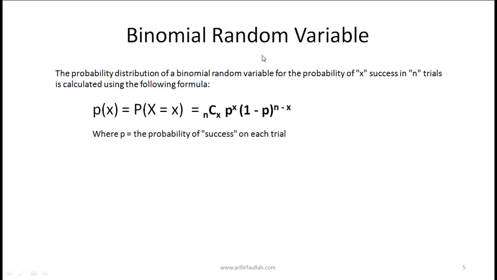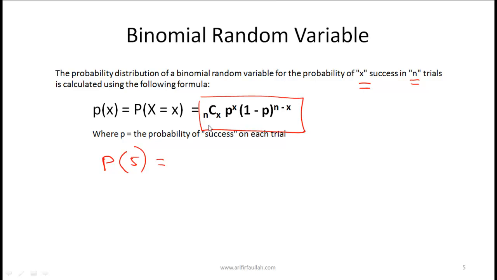Now let's understand the probability function. The probability distribution of a binomial random variable for the probability of x successes in n trials is calculated using the following formula. So let's continue with the coin toss example. What's the probability of getting 5 successes if we are doing 10 coin tosses? And the answer to that is given by this formula.